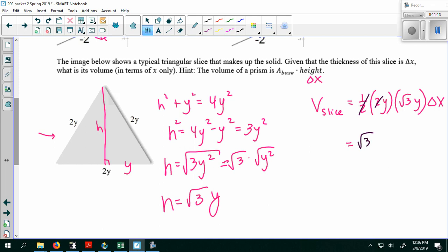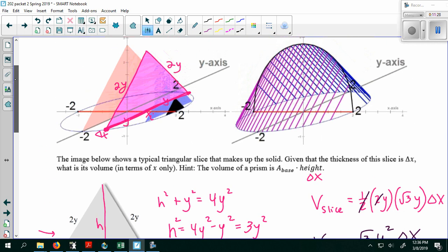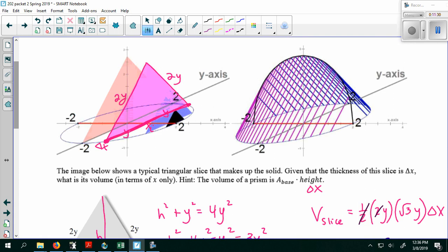So this is root 3 y squared delta x. That's the volume of a slice. Okay, so I can't change the delta x because that's the nature of the way I'm building the solid. I'm building the solid with triangles that are perpendicular to the x-axis. So I'm stacking these triangles up along the x-axis. Each one has thickness delta x. I can't change that thickness of delta x.